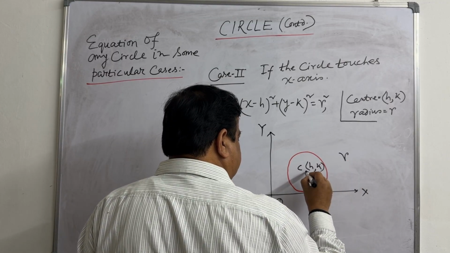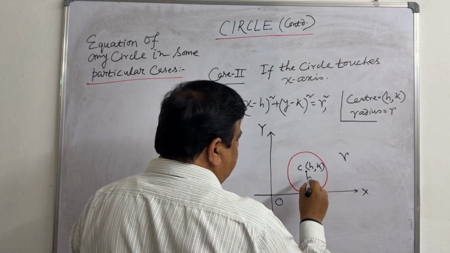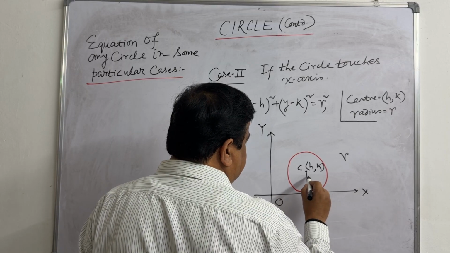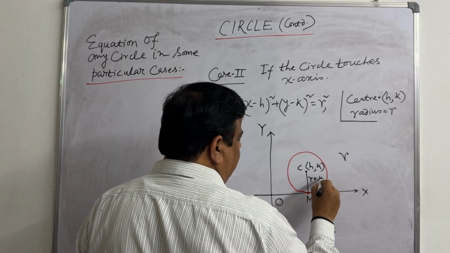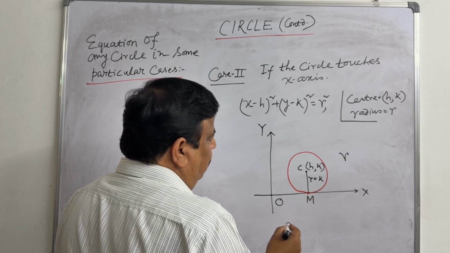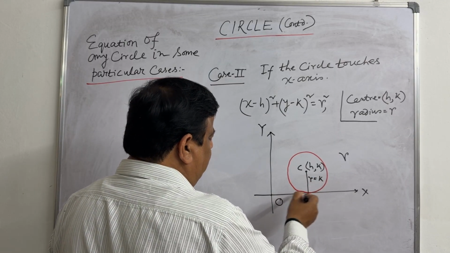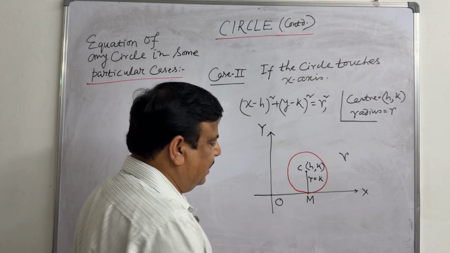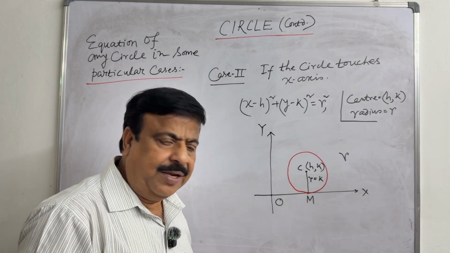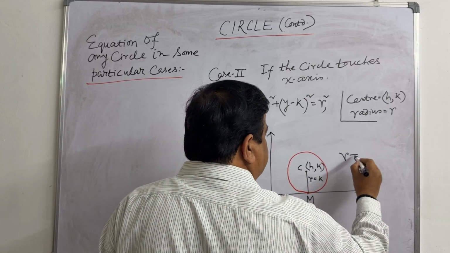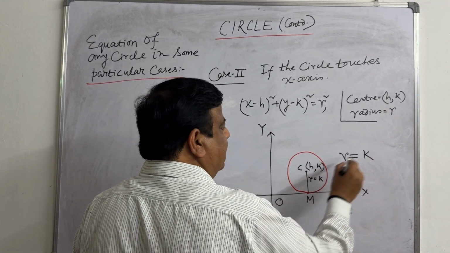What is the radius here? If you join the center with M, obviously this is the radius. And what is the value of the radius? Obviously k, the ordinate. Because you know from geometry, this radius is perpendicular to the x-axis. The x-axis is the tangent in this case. Agree? So the radius is equal to the ordinate of the center, that is k.